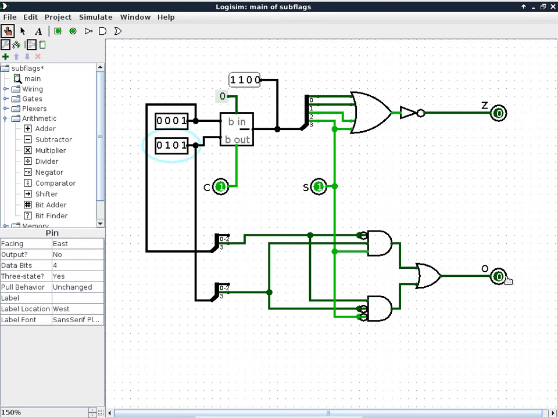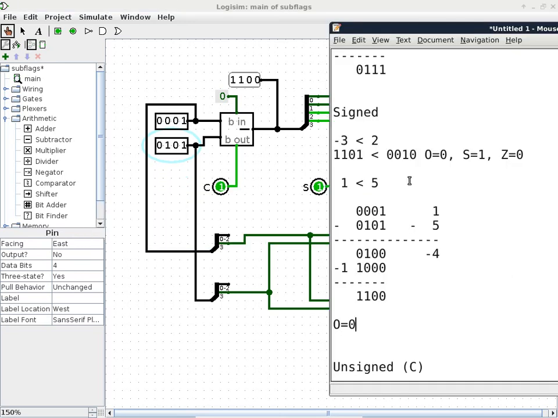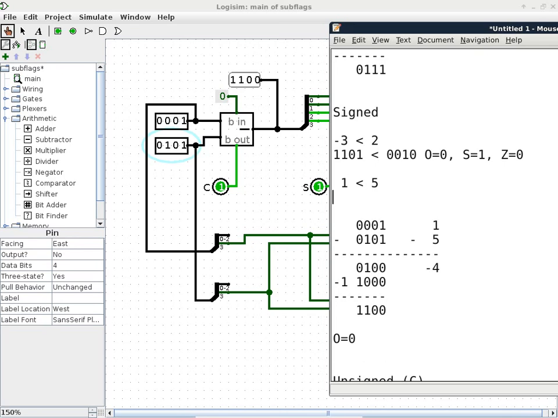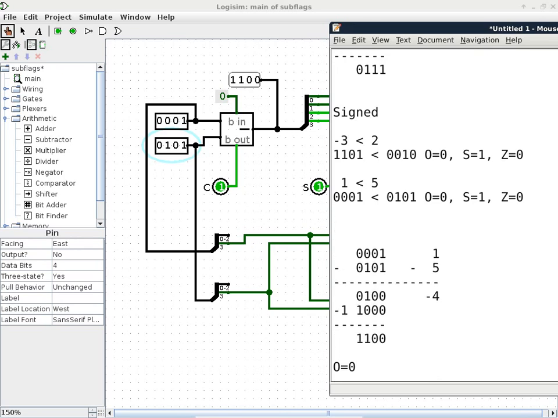So everything is consistent. In this case, we have 0001 being less than 0101, and this time the overflow flag is a 0, the sign flag is a 1, and the z flag is a 0. Okay. Try something else.